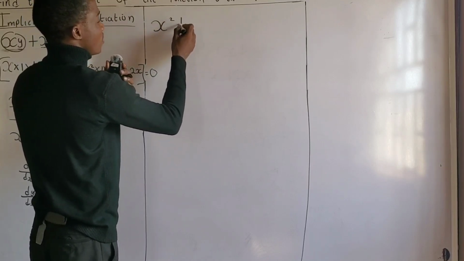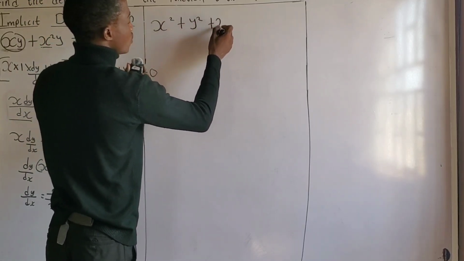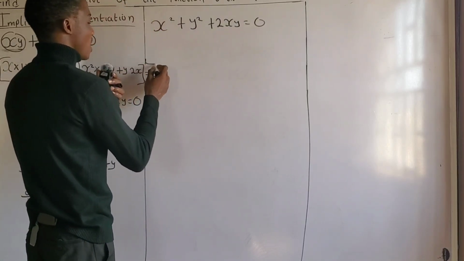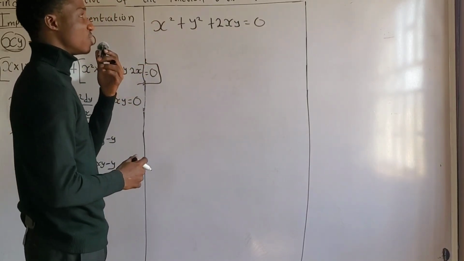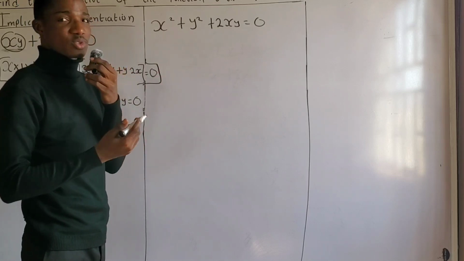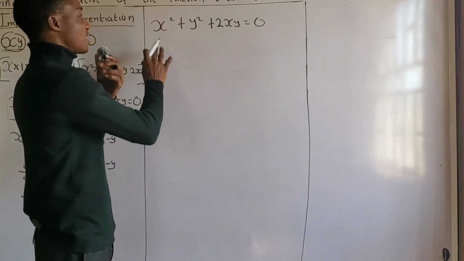x squared plus y squared plus 2xy equals 0. And you are asked to find the derivative of this function with respect to x. That is, you are differentiating y with respect to x. Now, let's start with this.